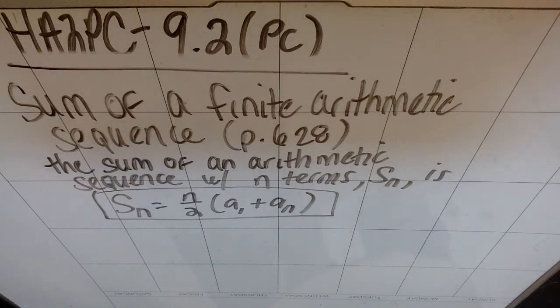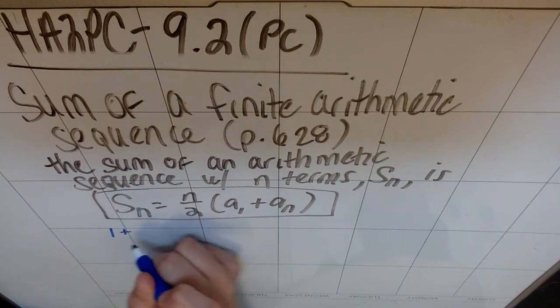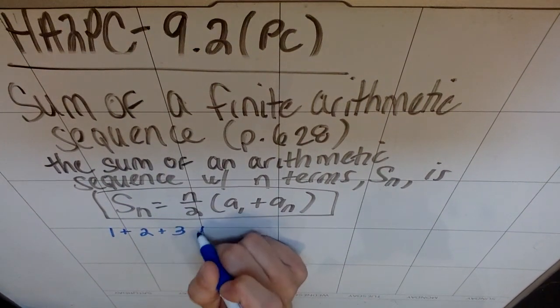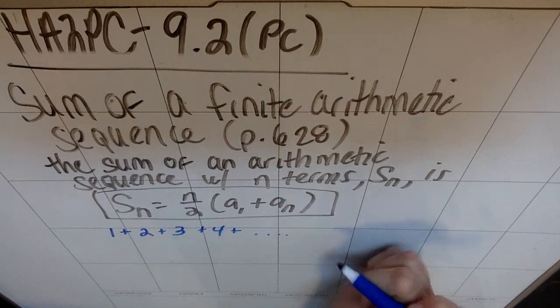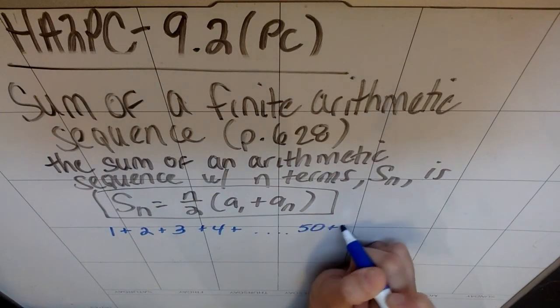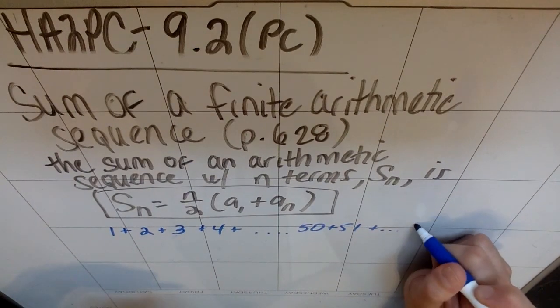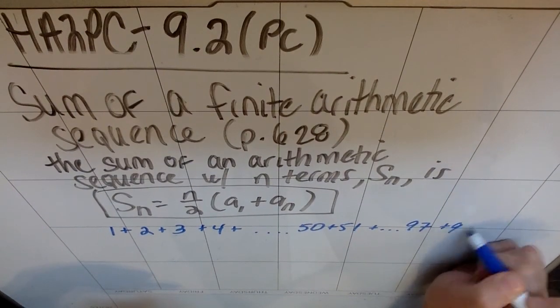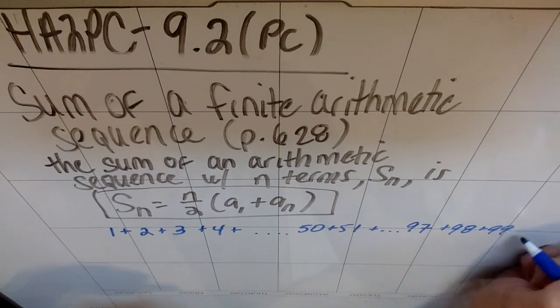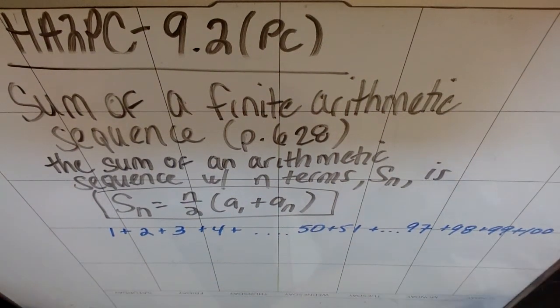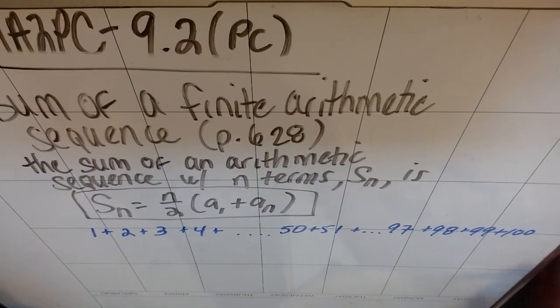So let's talk about how Friedrich Gauss added the integer numbers from 1 to 100 so quickly. Let's look at the numbers from 1 to 100. 1 plus 2 plus 3 plus 4 plus dot, dot, dot. Somewhere in the middle, there's a 50 and a 51 plus dot, dot, dot. Way down the line, we have a 97 and a 98 and a 99 and a 100. So all of these numbers from 1 to 100.